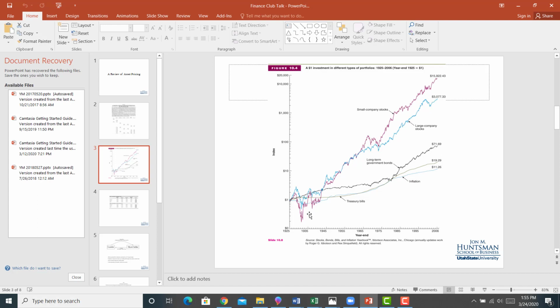Now I want you to notice something else here. You can see that the standard deviation, or the volatility, or the price movements of the purple line are deeper and greater and more extreme than the price movements of the blue line. Notice also that the volatility of the blue line is greater than the volatility of the black line, which is long-term government bonds, which, I think during this time period, were paying about 5% per year on average. So this suggests that small cap stocks are somehow riskier than large cap stocks.